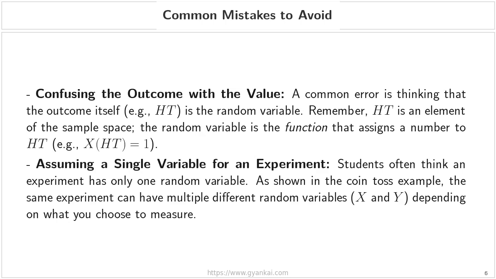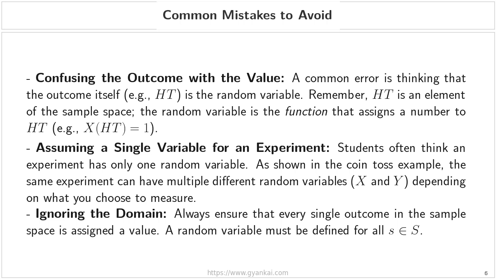Second, try not to assume that a single experiment can only have one random variable. It is a common misconception to think that once we define a variable, we are done. However, as we saw in our coin-tossing example with variables x and y, the same experiment can be analyzed in multiple ways. Depending on what specific characteristic you choose to measure, whether it's the total number of heads or the difference between heads and tails, you can define entirely different random variables for the exact same sample space.